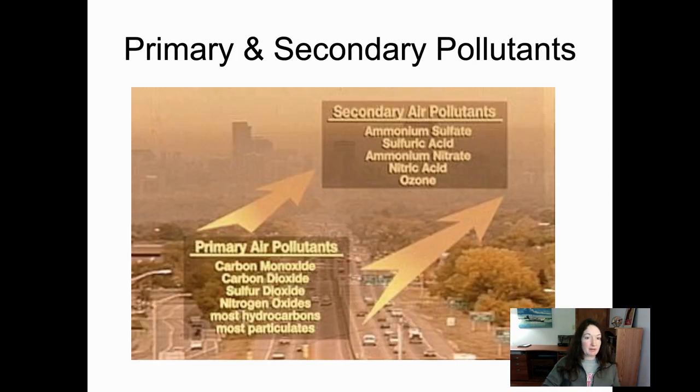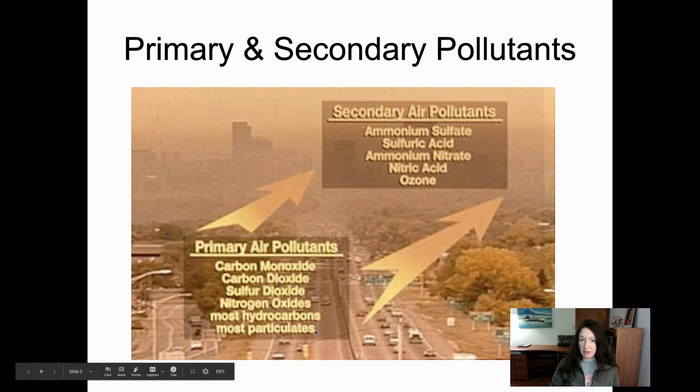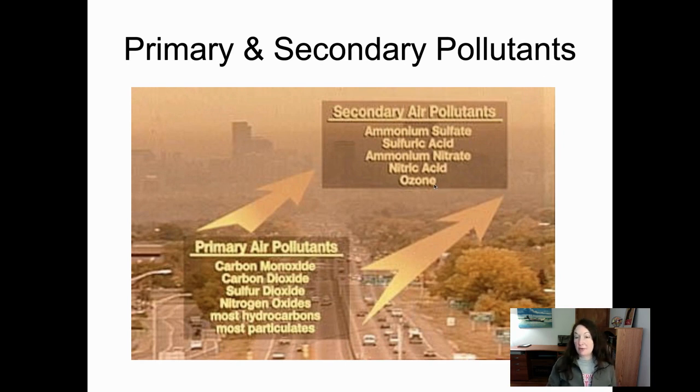Here's showing some of the primary air pollutants that we're familiar with: carbon monoxide, carbon dioxide, sulfur dioxide, nitrogen oxide. Notice oxygen in all of these. Hydrocarbons like fossil fuels, and then particulates, which we'll talk about what particulates are. Those go into the atmosphere and then they mix with sunlight and water often to create ammonium sulfate, sulfuric acid, ammonium nitrate, nitric acid, and then ozone, which is an important part of our stratosphere, the ozone layer, but it's really bad on the ground as a pollutant.